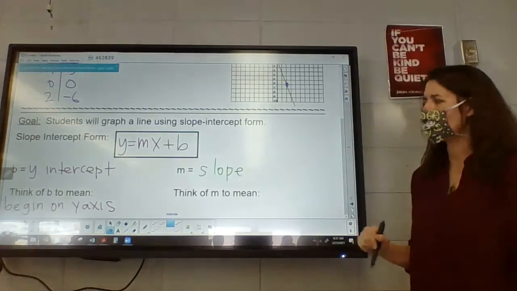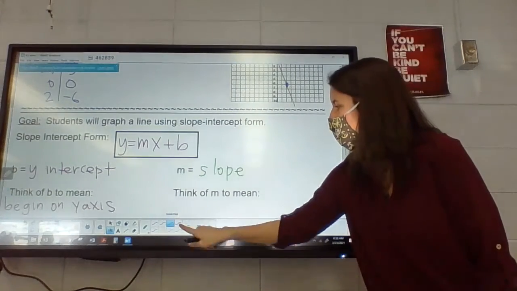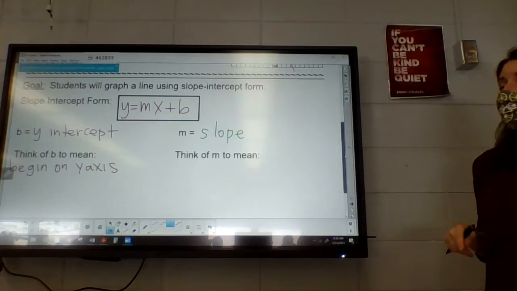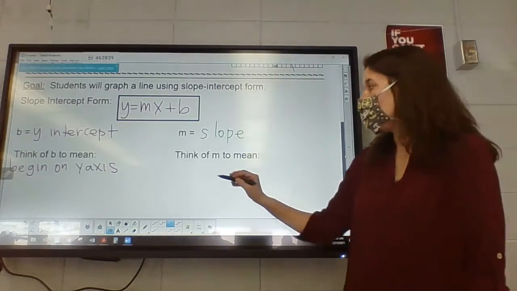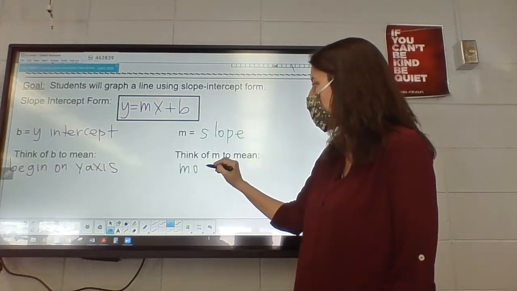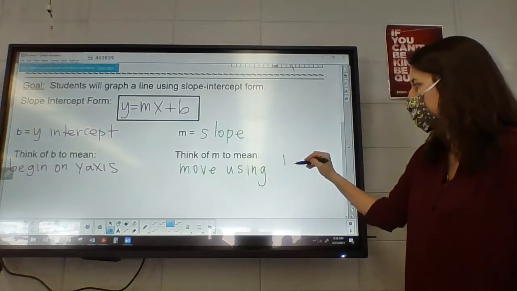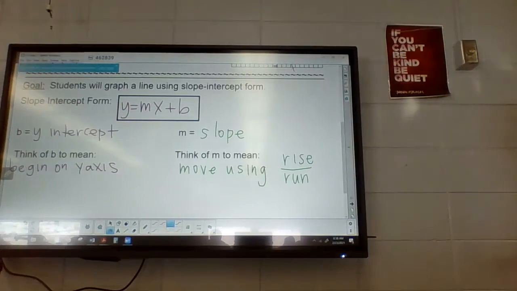Again, I don't have a good reason why they use m. I used to think it had something to do with some Latin word for mountain because it was a slope, and it doesn't. That's not true. Why they chose m, I don't know. But a way to remember what it means is to think of it as how I'm going to move using rise over run. So m for move. So it's how we move using rise over run.